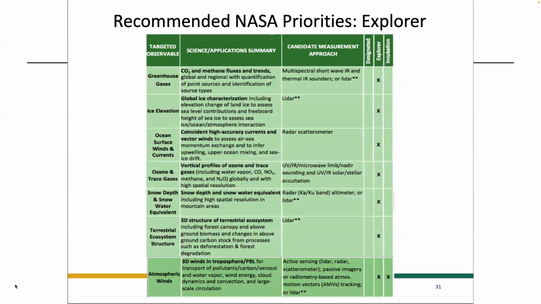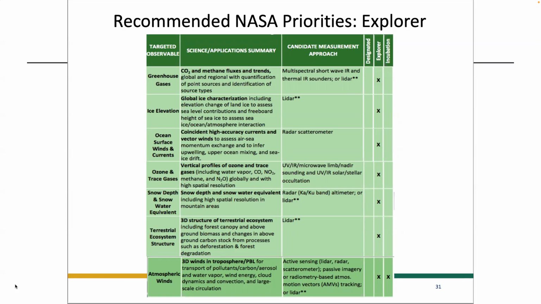Now the Explorer class. This is where snow is very specifically called out. There are 7 of these Explorer observables that get to compete in a proposal call that's coming up for this kind of 300 to 400 million class satellite. And 3 of these, or maybe 2 of these, will get chosen. So again, we're not at a place where we're definitely getting a snow satellite, right?